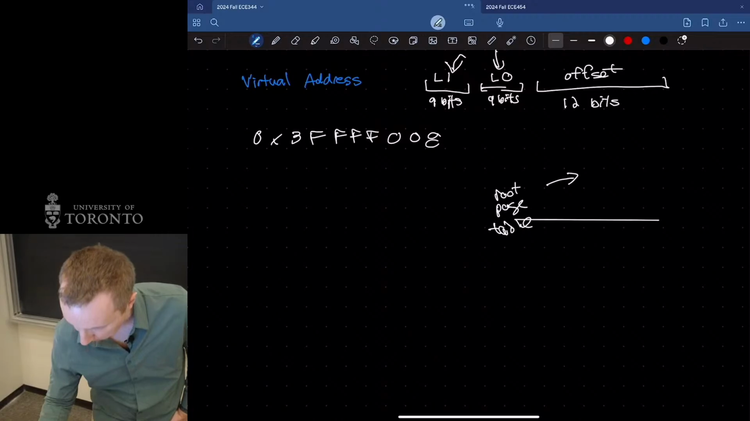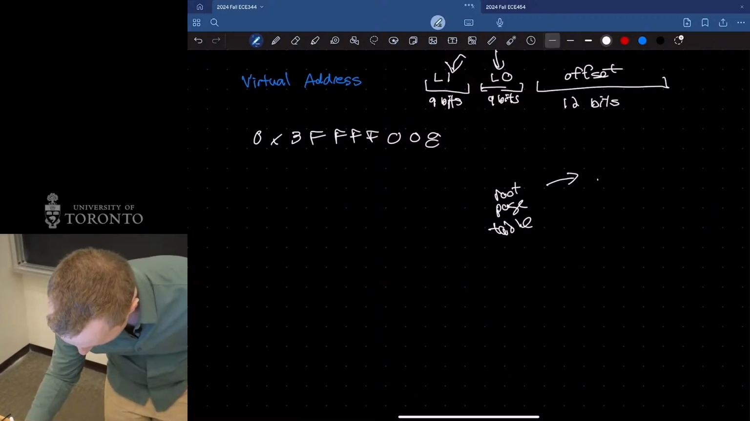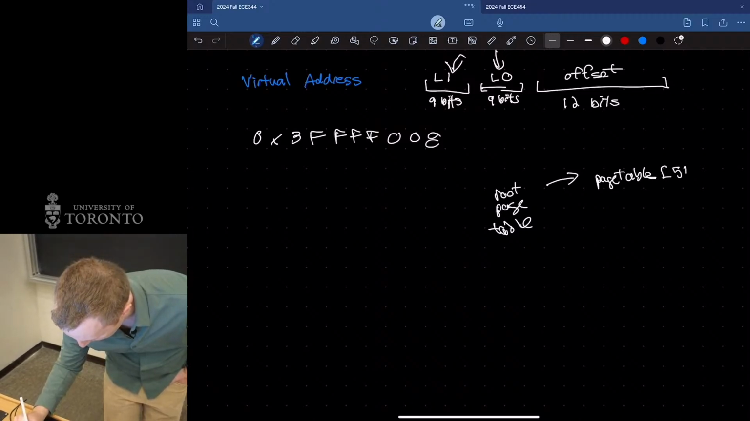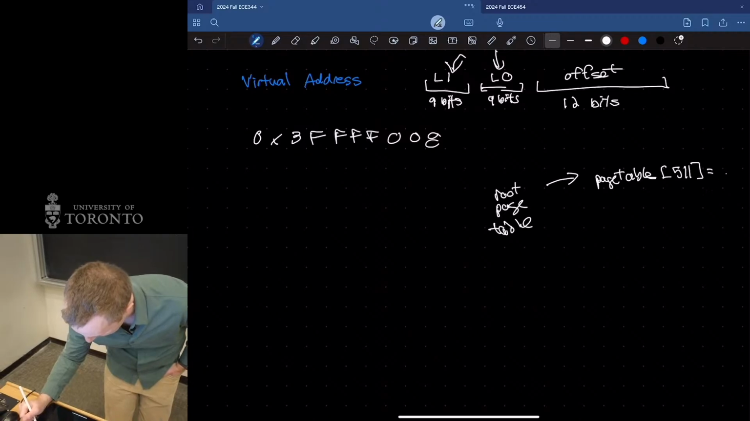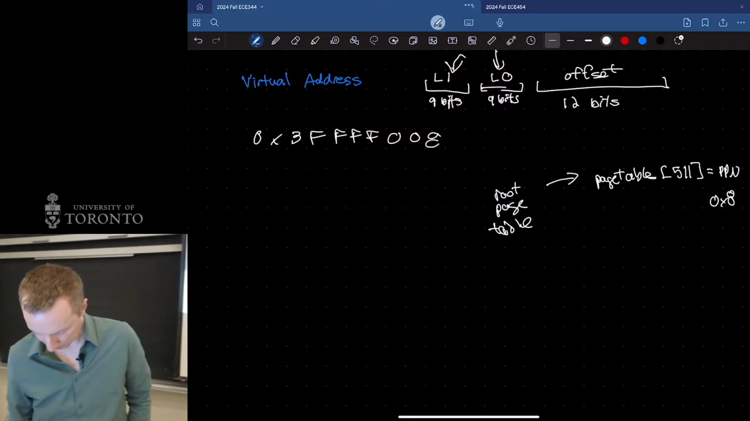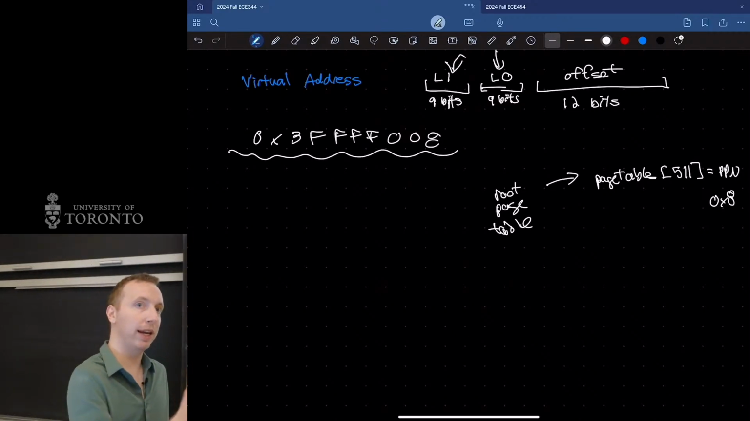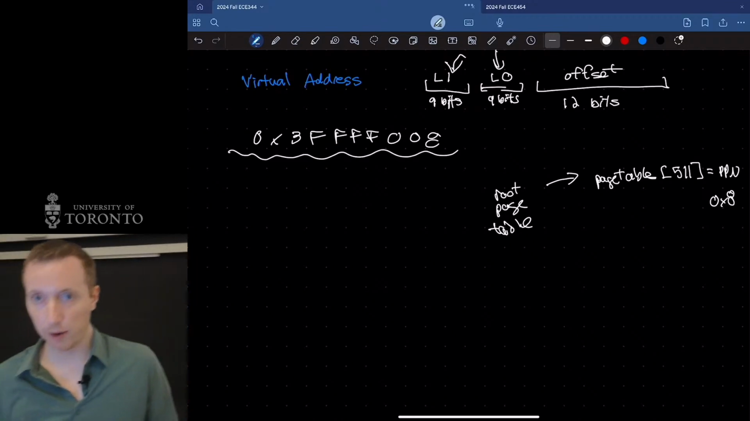So maybe my root page table has an entry at, I don't know, 512. That tells me that the physical page number is 8 or something like that. So first off, from the virtual address, I should probably figure out what indexes I need to use for L1 and L0. So how would I do that?